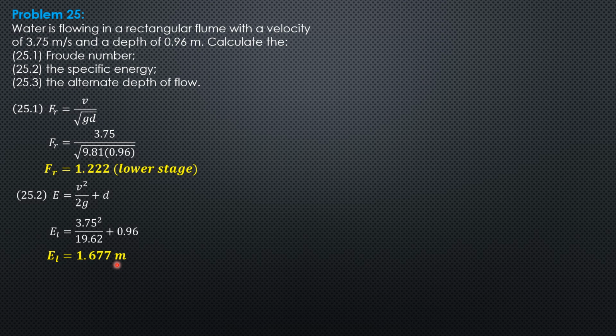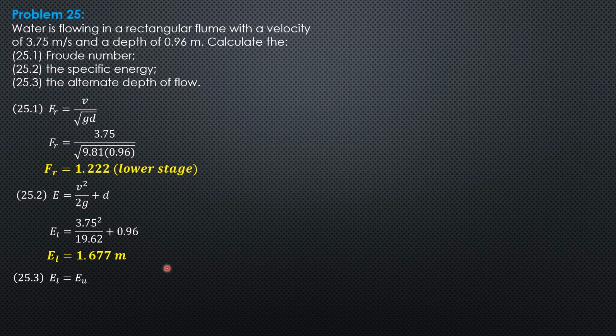Then to solve for the alternate depth of flow, we use this specific energy and equate it to the velocity head in the upper stage plus depth. Because this is in the lower stage, we expect that the alternate depth of flow is greater than 0.96. Remember, in the upper stage. So therefore, we equate 1.677 to velocity head in the upper stage plus depth in the upper stage.